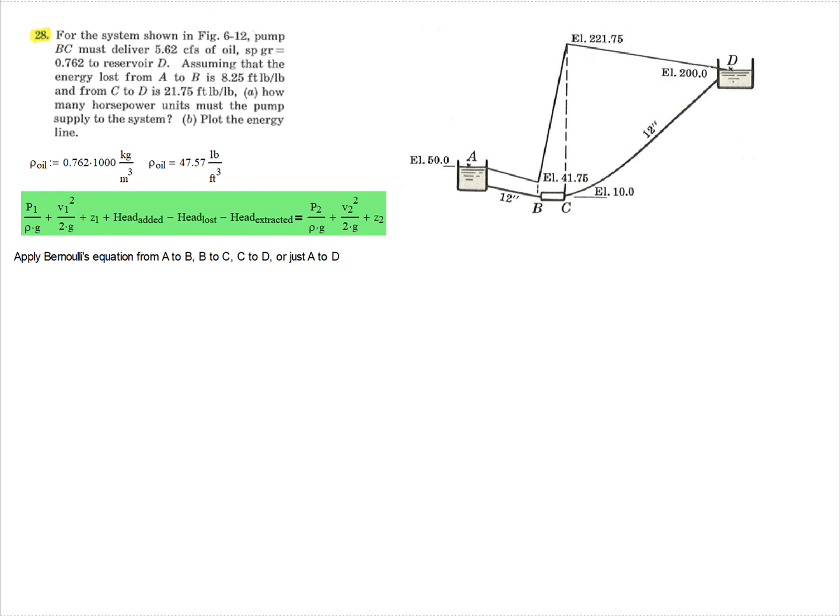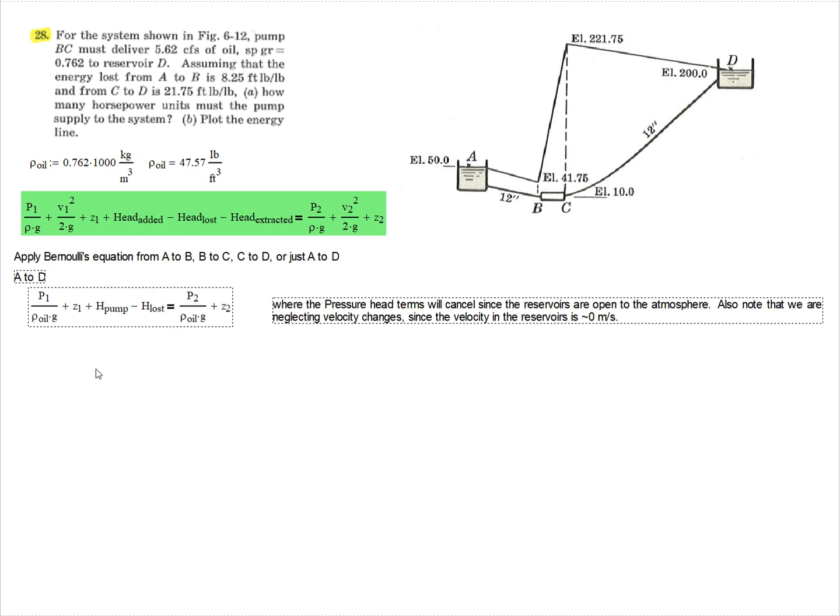So let's do that. We can take this and apply our assumptions. We're going to apply Bernoulli's equation from A to D. So we're going to call position 1 A, reservoir A, and position 2 reservoir D. So what I've done is I've taken the Bernoulli general form and simplified or expressed a few terms using our assumptions. And so we have P1 over rho oil g plus Z1, our elevation. Notice that the velocity head was deleted.